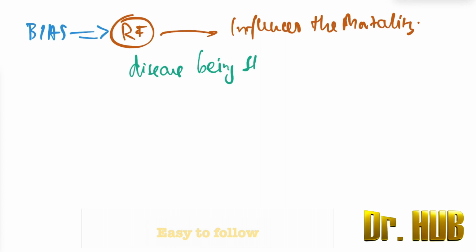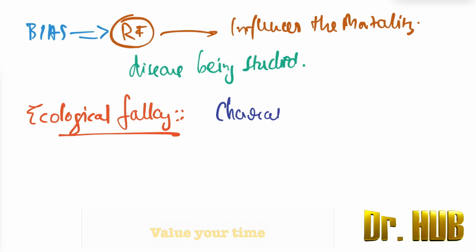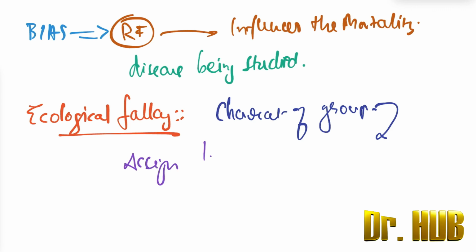Then there is something known as the ecological fallacy. It results when the characteristics of the group are assigned inappropriately to the individuals.